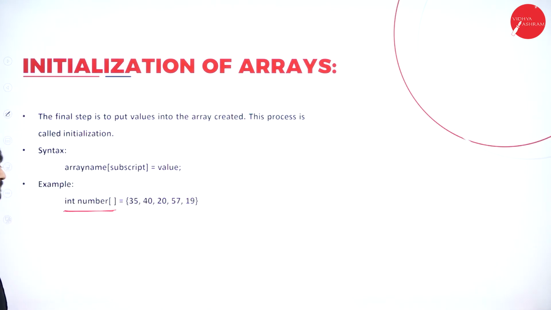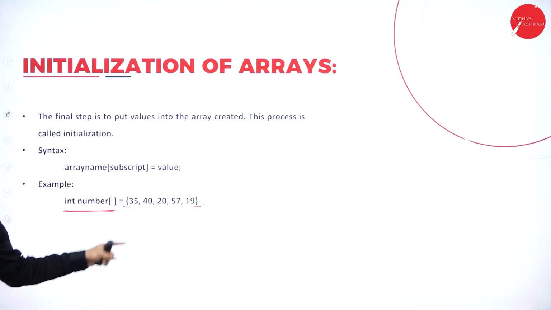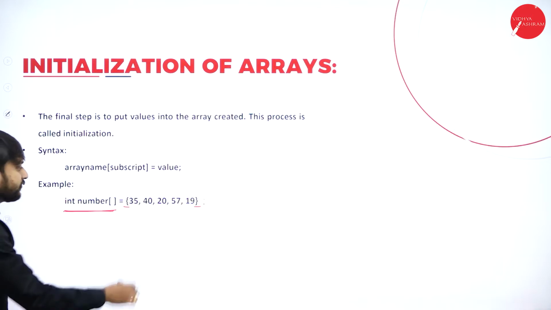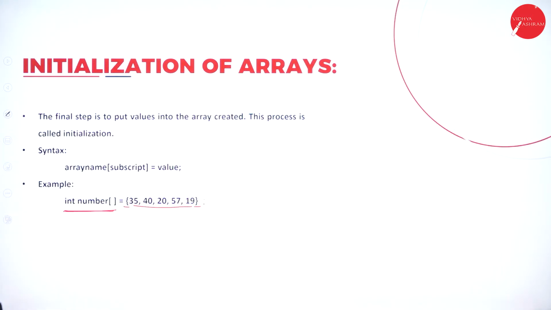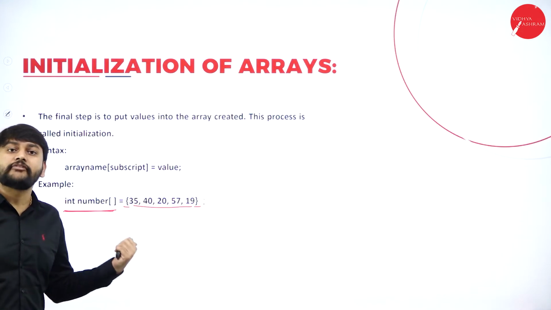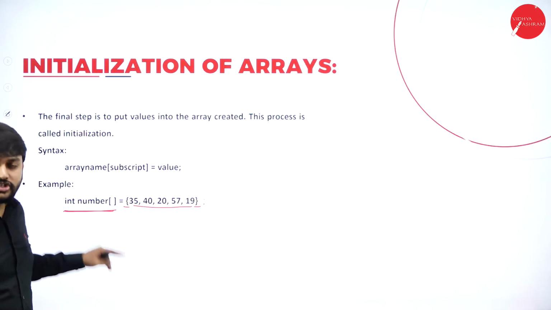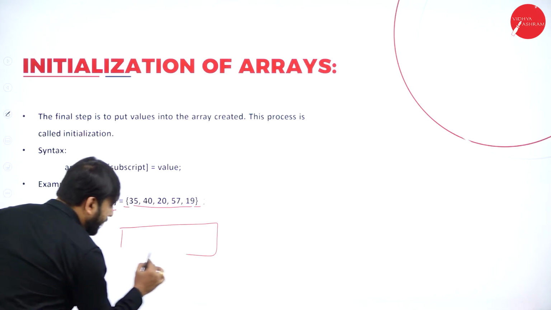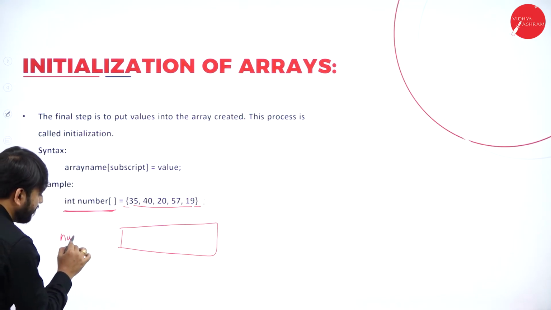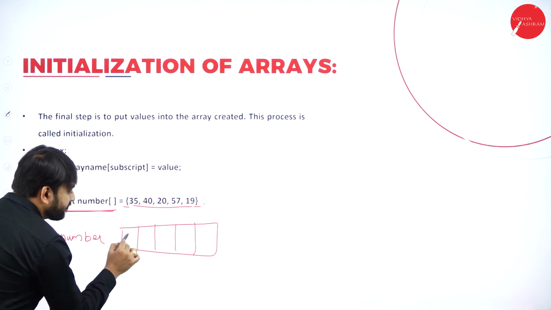Then followed by, I have to use the flower brackets. Please observe, I have to use the flower brackets. Then after that, whatever values you want to store, you can have those values with the comma separator. At the end, a semicolon. So this will be creating the array like this. So this is your array. What is the name of the array? Number is the name of the array. All right, so fine. Then you have this. What is the first value?